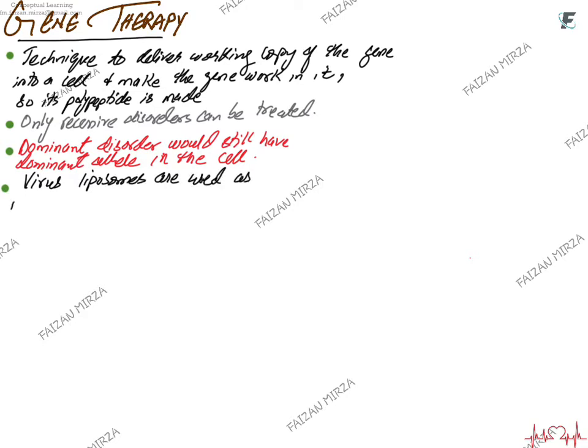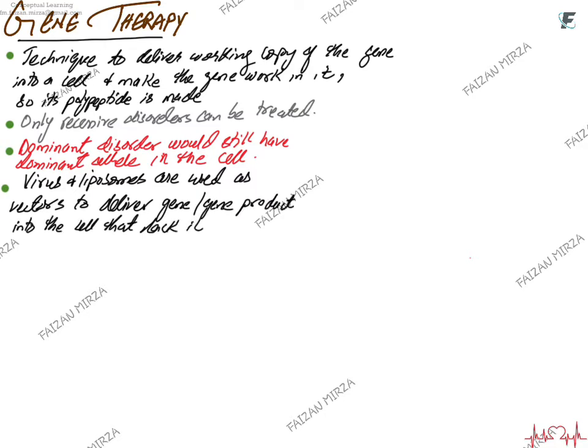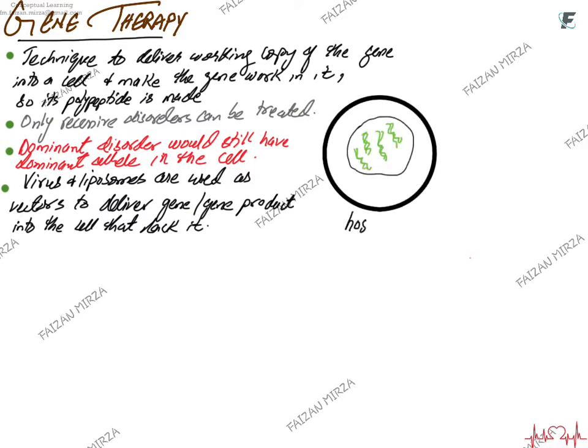Viruses and liposomes are the mainly used vectors to deliver a gene or gene product in gene therapy into the affected cell. For example, this is the affected cell, the host cell. You can see these are the chromosomes, or you can say the DNA molecules, present in the host cell, which have a faulty gene or a faulty allele of the gene, or probably they are missing that gene altogether. So what do we do? You take a virus.